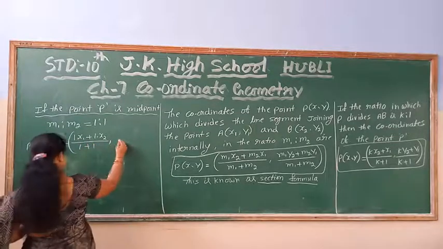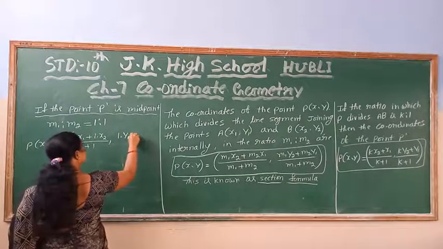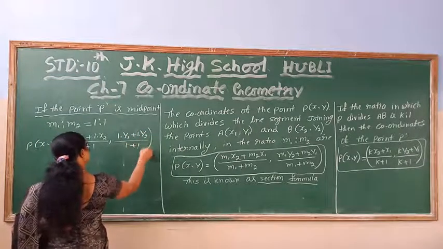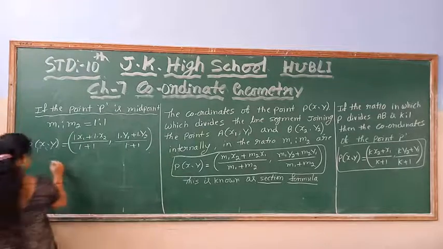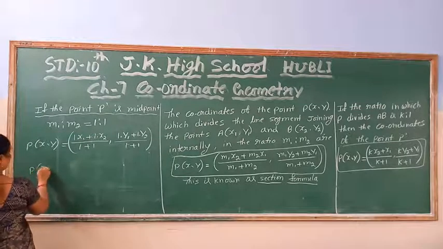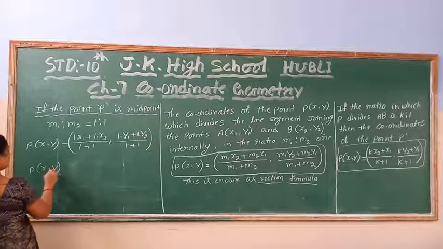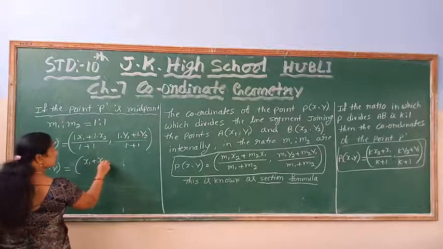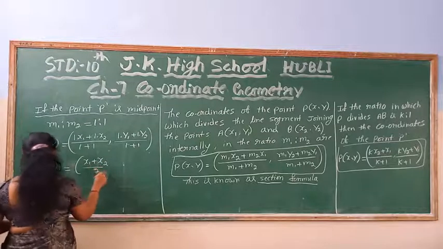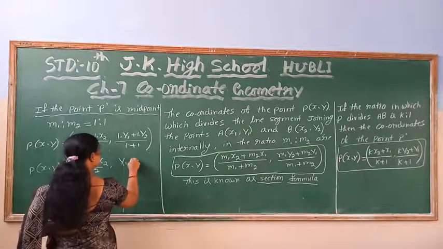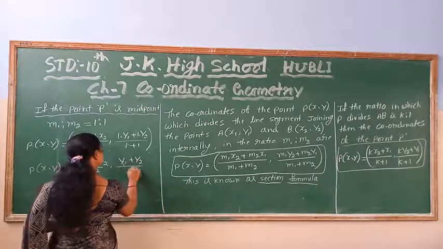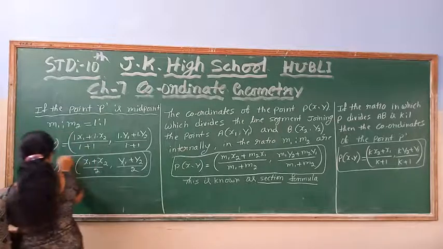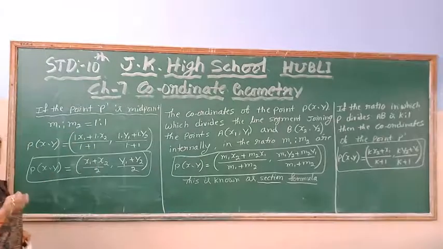After simplification, I am going to get 1 plus 1. The formula reduces to this form. That is, when P is the midpoint, the section formula reduces to this form: x1 plus x2 divided by 2, y1 plus y2 divided by 2. This is the formula when point P is at the midpoint of the line.